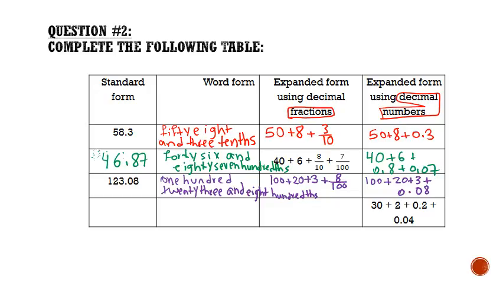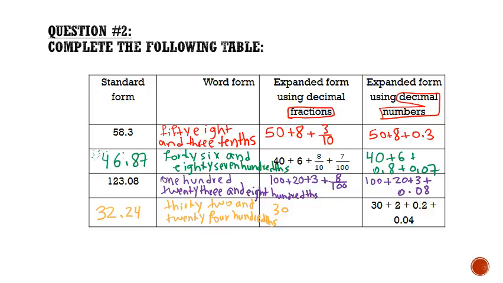Okay, yes, Sabine. 32.24. Excellent. In word form? 32 and 24 hundredths. Very good. So why did I write hundredths? Because I have two digits in the decimal part. Okay? Write it in expanded form.